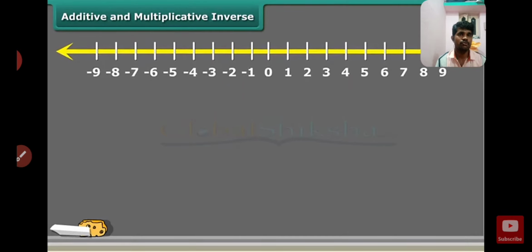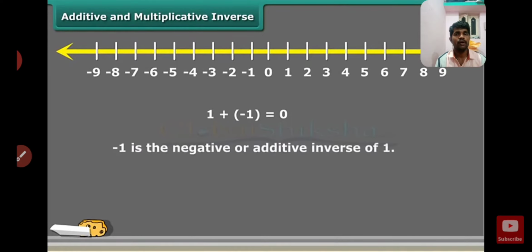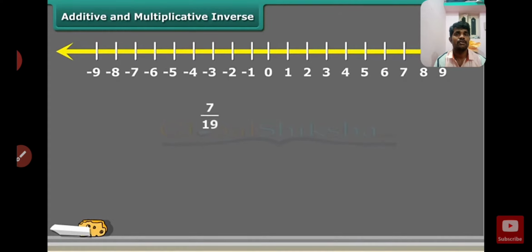Okay, here plus 1, minus 1. Plus 1, minus 2. Plus 2, minus 2. Minus 1 is the negative or additive inverse of plus 1. Minus 1 is the negative or additive inverse of 1. Minus 3 by 7 is the additive inverse of 3 by 7.